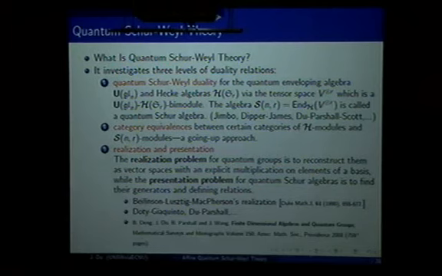Now, this part of the theory, quantum Schur-Weyl theory, can be found in this recent book. About 40% of the book is talking about this part of the theory. But anyway, it's just 40%.